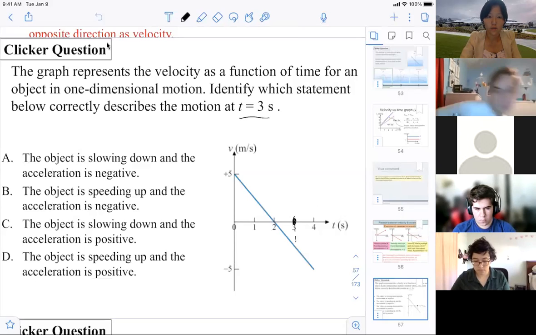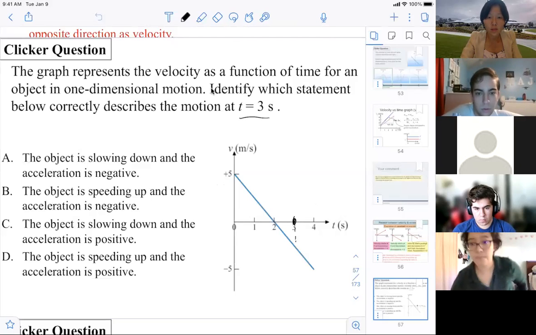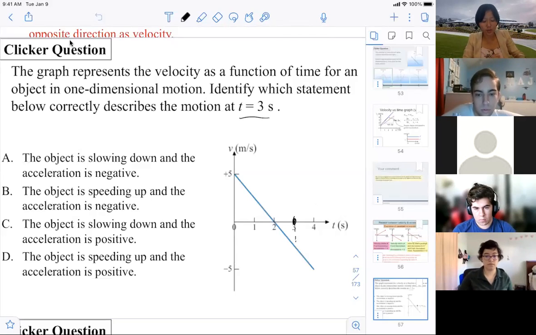Okay. All right, finally. Let's go ahead and take a look at our results. I'm going to go ahead and end this. All right, so the majority of you think the object is speeding up. And how can we tell that it's speeding up? Would anybody like to share their thoughts?